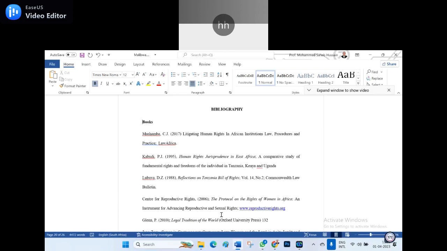And here it will come adjacent to the author, hence the place of publication you have to write. The Law Africa is Dar es Salaam. And the name of the publisher is Law Africa. Of course, here already written 2017. Kabudi, PJ also the same. A comparative study of the fundamental rights and the freedom of individuals in Kenya and Uganda. And here, which is the book, which is his article.